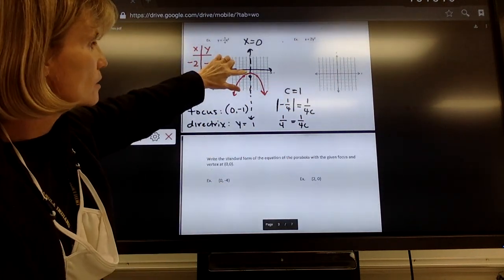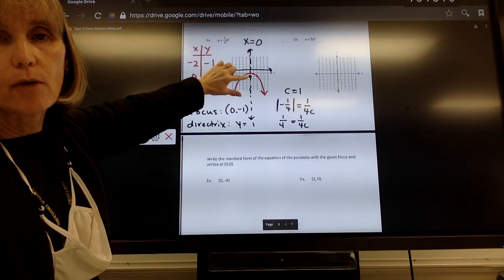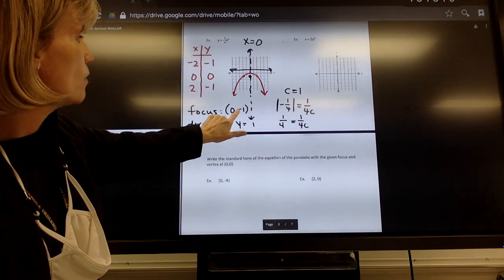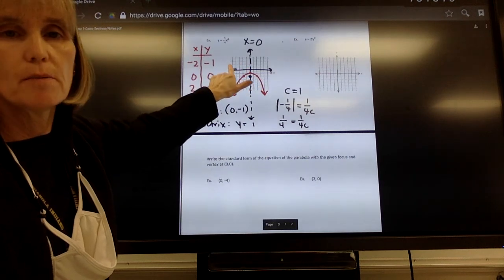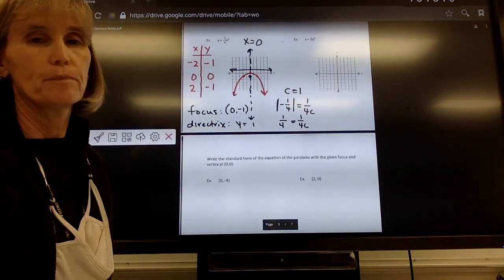So from the vertex, the focus is always inside the parabola. Since it went down, it's going to be 1 unit down, which is at the point (0, -1). And the directrix is going to be in the opposite direction, so it's going to be 1 unit up, and that's a line across there. So that's the line y equals 1.